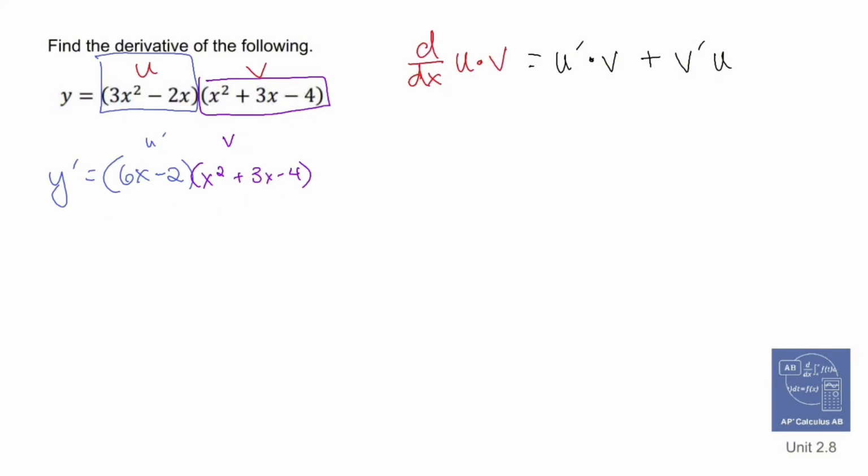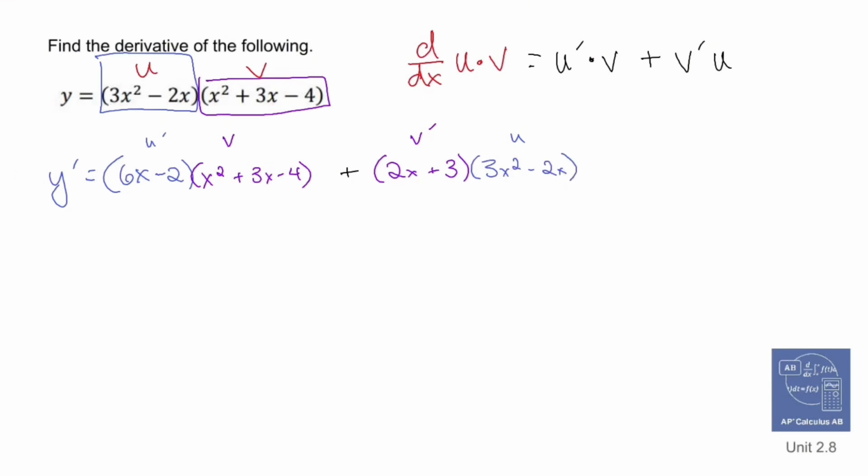Okay, then we're going to add v prime, which is going to be the derivative of the second guy. So the derivative of the second guy is power rule, power rule, power rule. The derivative of x squared is 2x. The derivative of 3x is 3. And the derivative of a constant just goes away. Okay, and that was v prime. Then we multiply all of that times the first guy, not changed at all. So that was 3x squared minus 2x.